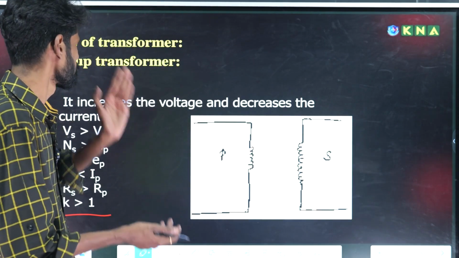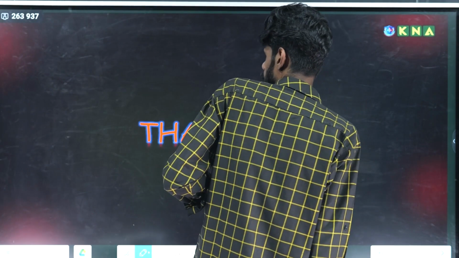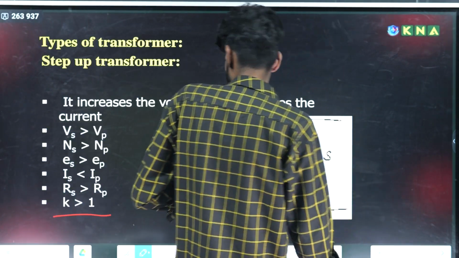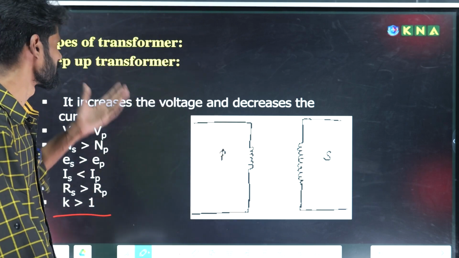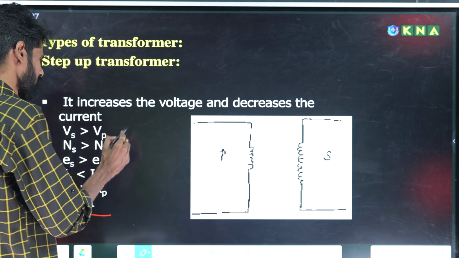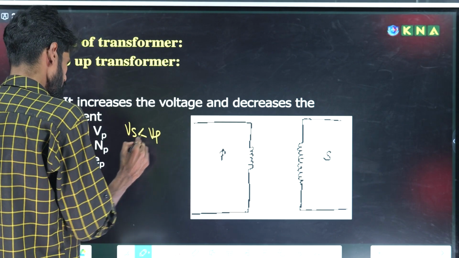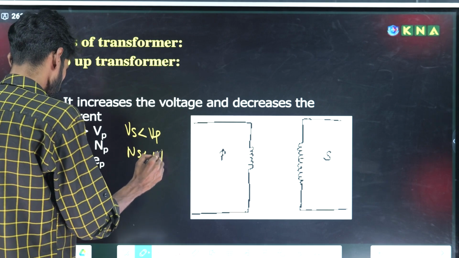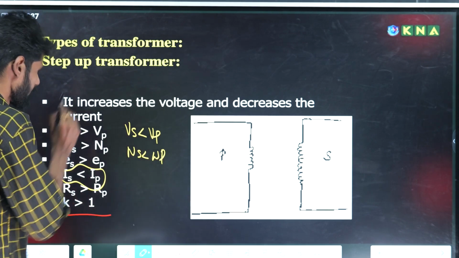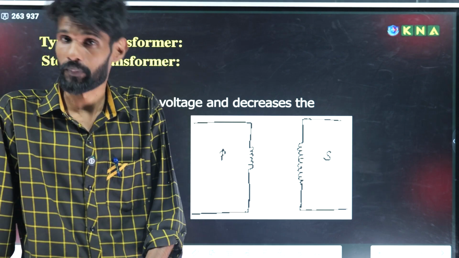Now the step down transformer decreases the voltage and increases the current. So for a step down transformer, here Vs is less than Vp, and Ns is less than Np. Only these change. So with a step down transformer, the voltage steps down and the current steps up. It is the opposite.